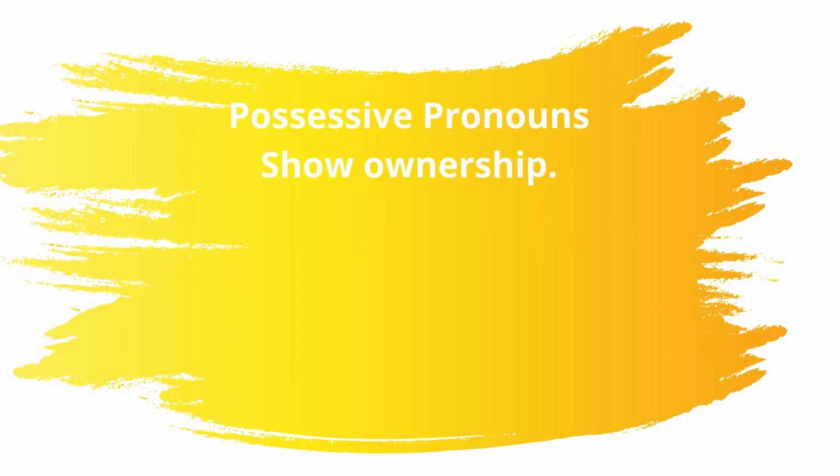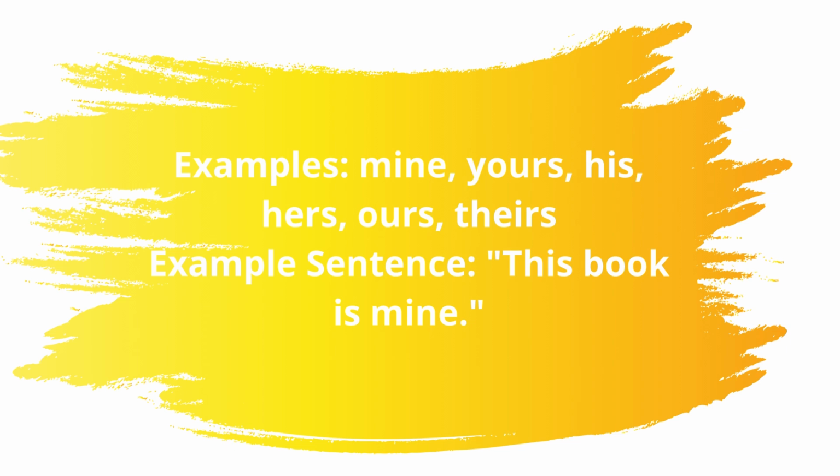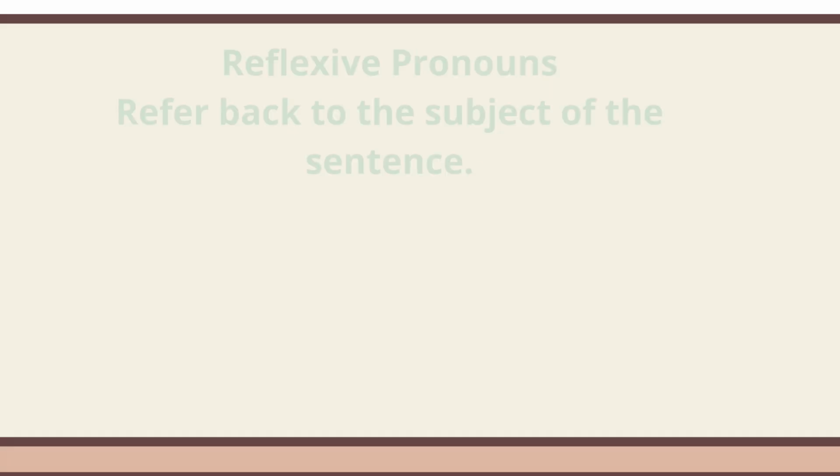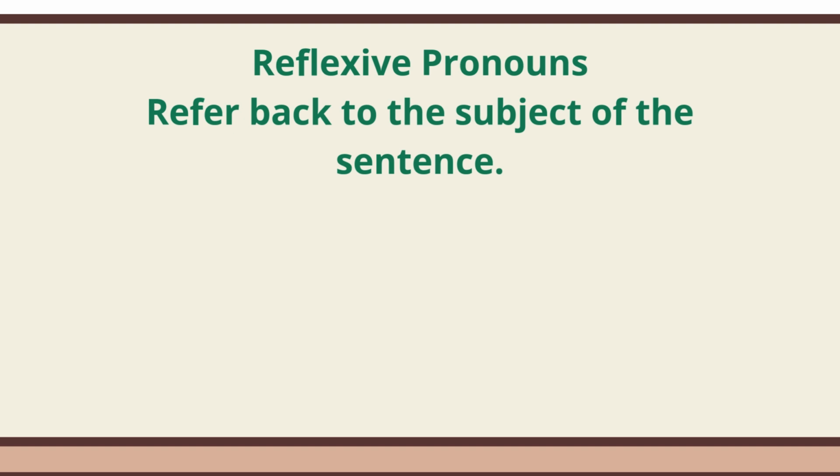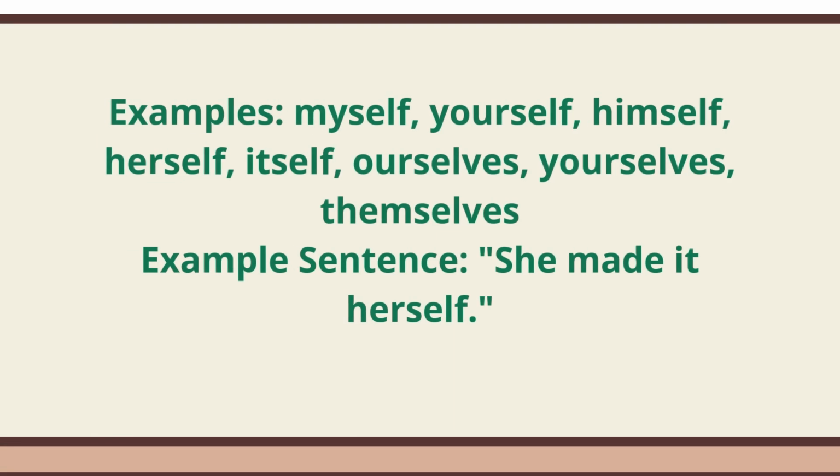Possessive pronouns show ownership. Examples: mine, yours, his, hers, ours, theirs. Example sentence: this book is mine. Reflexive pronouns refer back to the subject of the sentence. Examples: myself, yourself, himself, herself, itself, ourselves, yourselves, themselves. Example sentence: she made it herself.